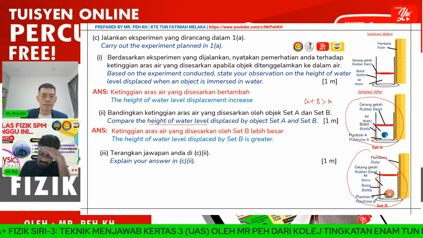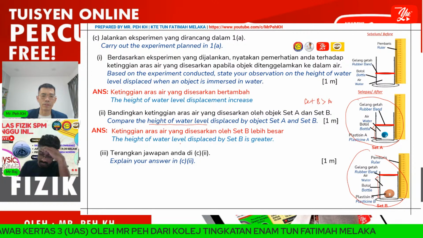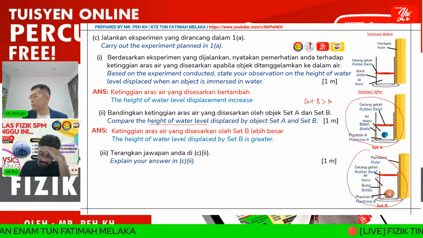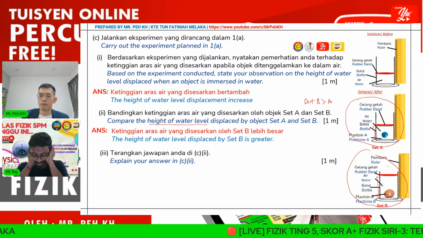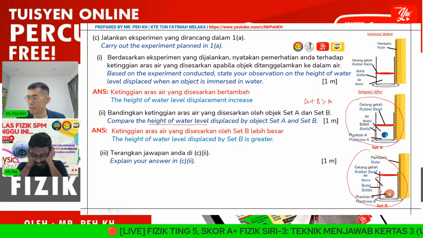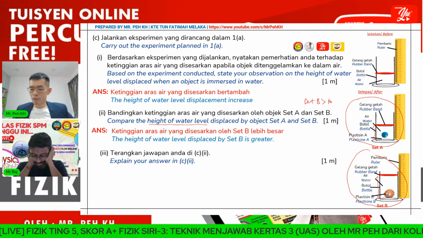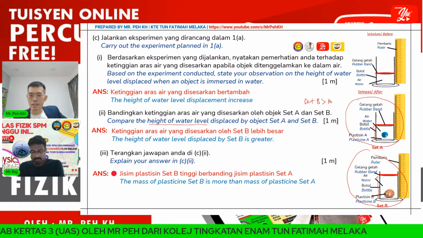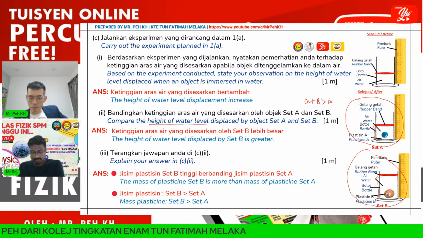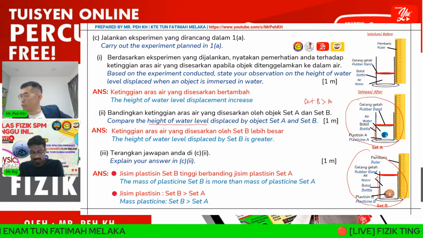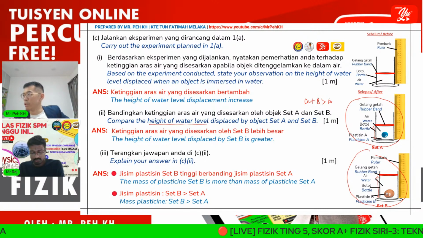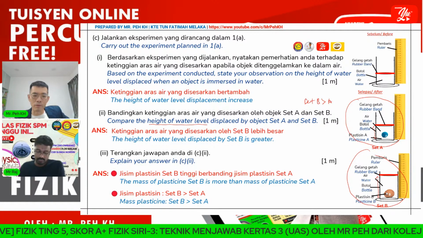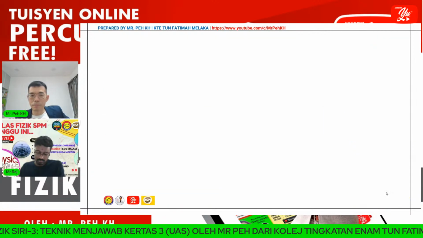The next question: explain your answer in C2. Why is the height of water level displaced greater for set B? Just now I already told you that this is because the mass of the plasticine is bigger. So the answer will be: the mass of plasticine set B is more than the mass of plasticine set A. Or you can give a simple answer like this using symbols, greater than, smaller than or equal, which you learned in paper 2 already. So the mass of plasticine, set B is greater than A, and you will get another mark. Then we go for D.